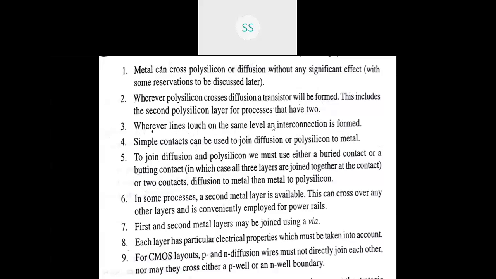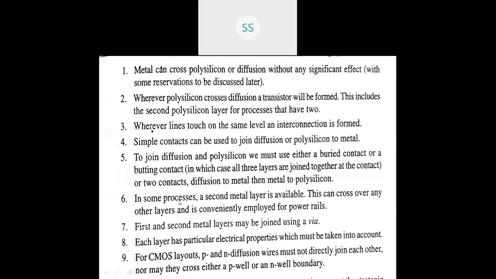Also, simple contacts can be used to join the diffusion or polysilicon to metal. This we have seen in the previous stick diagrams also. Then, to join the diffusion and the polysilicon, we must use either a buried contact or the butting contact. So these buried contact and butting contact rules are there, and according to those rules, it should be represented.